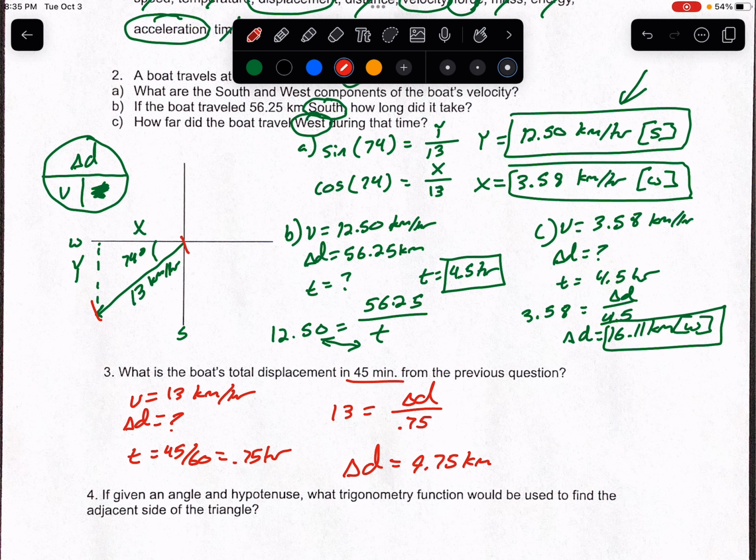And we're going to throw that direction on. If we're talking about the hypotenuse, we're just going to throw that angle on there, 74 degrees south of west. So there's your answer there.